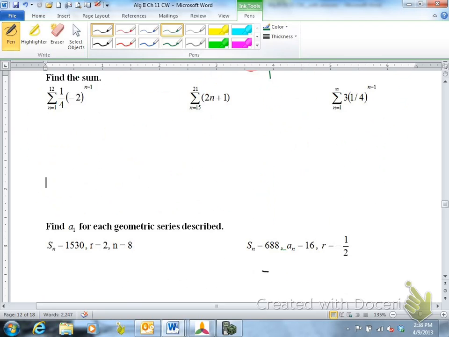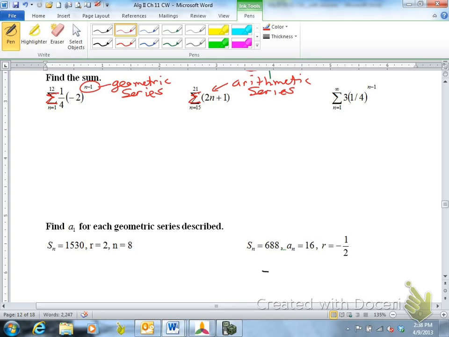Find the sum with sigma notation. Sigma notation, you can tell if it's geometric if it has an exponent like this. If it doesn't have an exponent, it's just a product and a sum on the inside of parentheses, then it's arithmetic. And the sigma itself means it's a series. Sigma means you're finding a sum of a bunch of numbers.